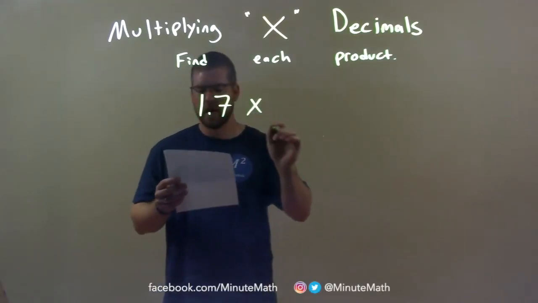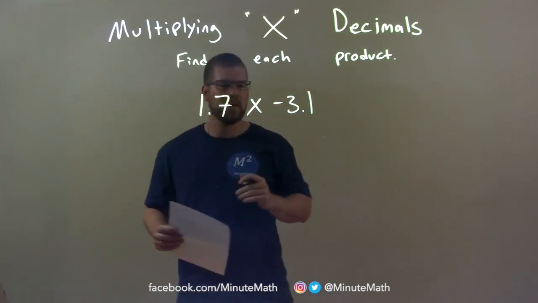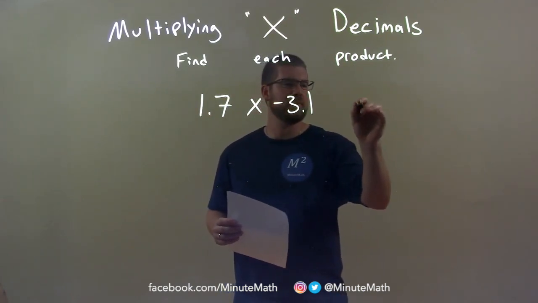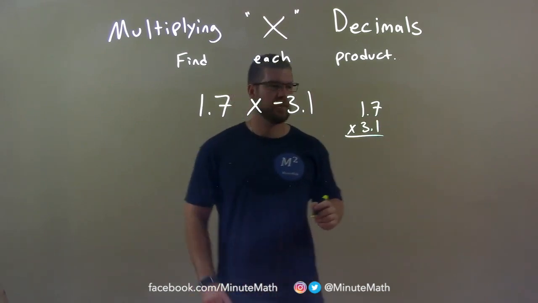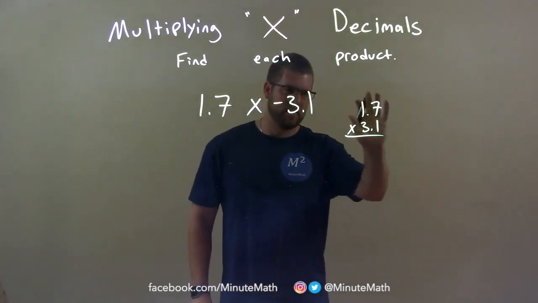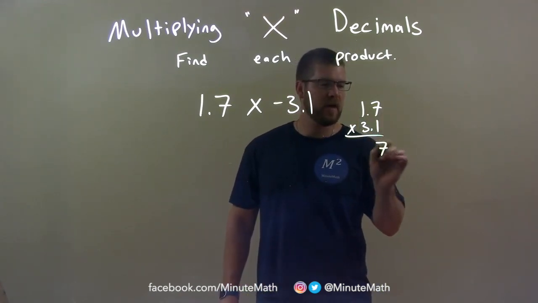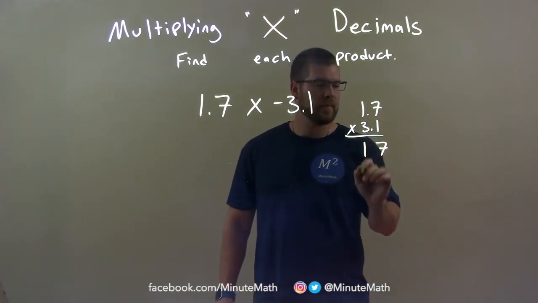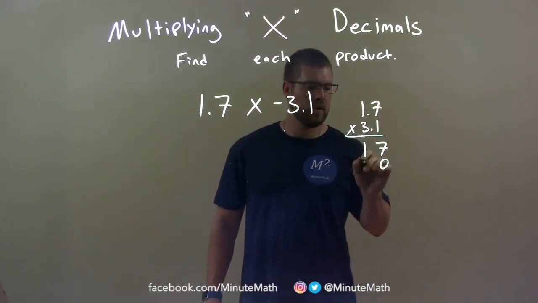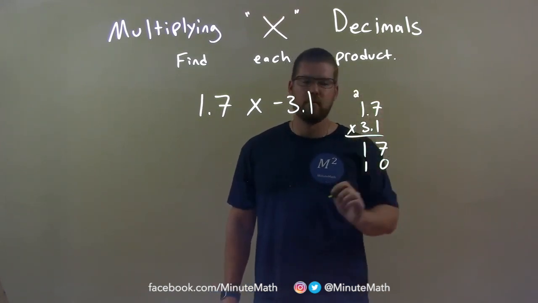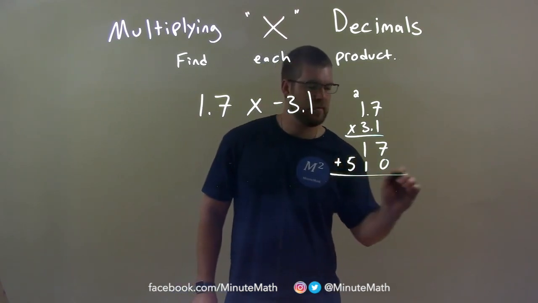1.7 times negative 3.1. Okay? I'm going to ignore the negative right now, and I'm going to write it like this. 1.7 times 3.1. Okay? And I kind of ignore the decimals until the end of this as well. Let's multiply these together. 1 times 7, 7. 1 times 1, 1. Place value now, because I'm going to deal with the 3. Okay? 3 times 7 is 21. 1, carry the 2. 3 times 1 is 3. Plus 2 is 5.